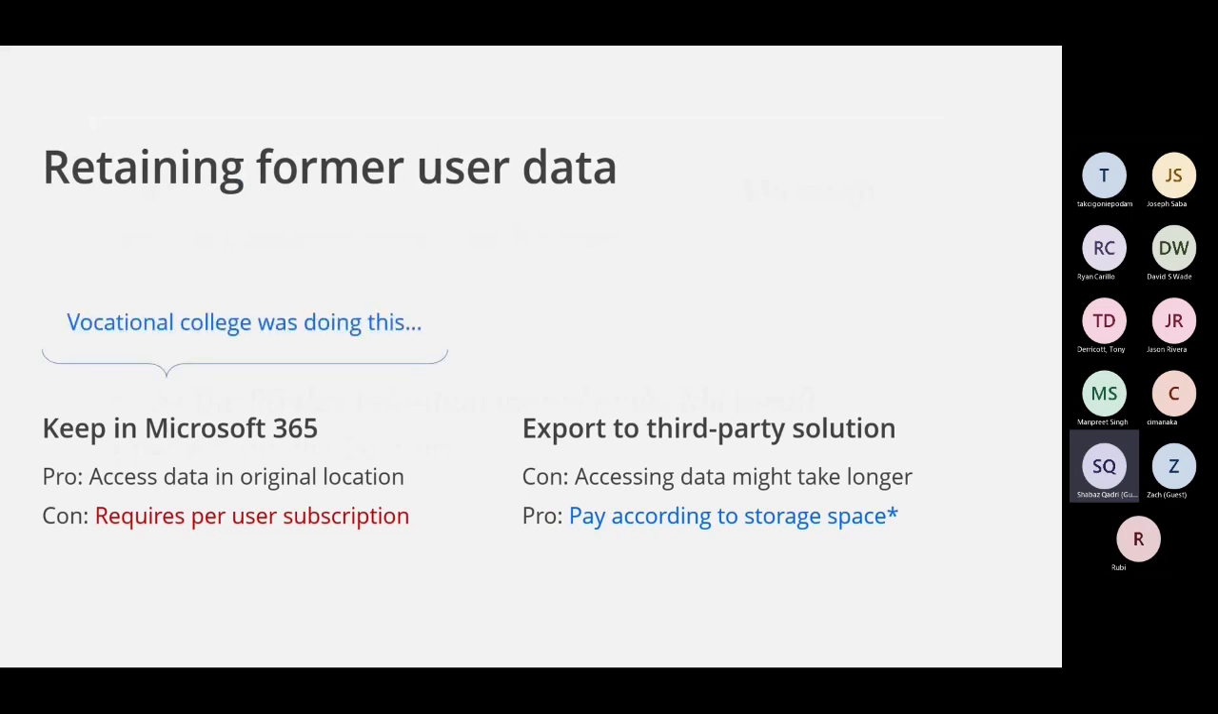Let's look at the vocational college's situation. They're currently keeping all their data in Microsoft 365, which as a pro allows them to access the data from that original location. But as a con, they're paying that per user subscription, even for those no longer affiliated with the college. What they wanted to do was export their data to a third-party solution that, though it may require a bit more time pulling that data back and recovering, would ultimately save them on costs, as they would only have to pay according to the storage space.